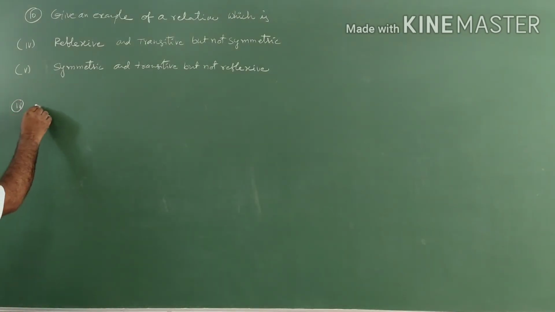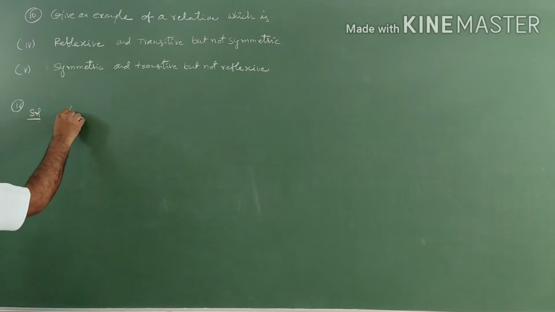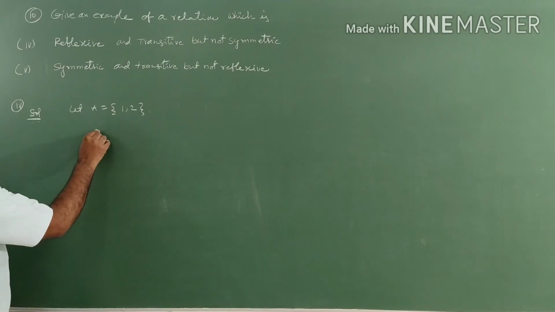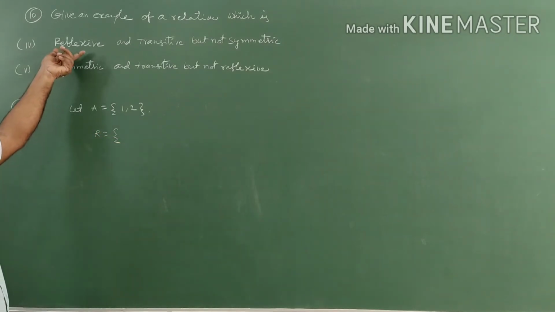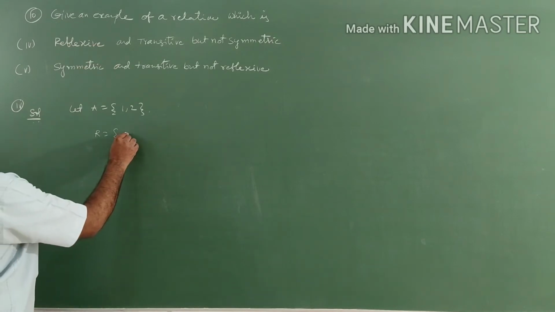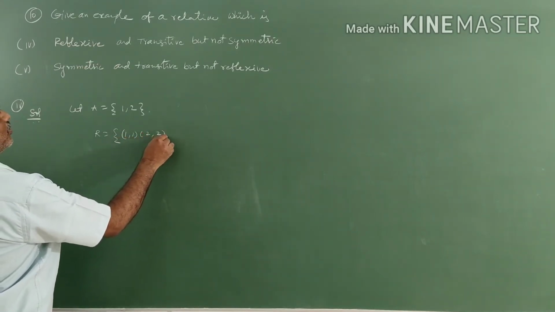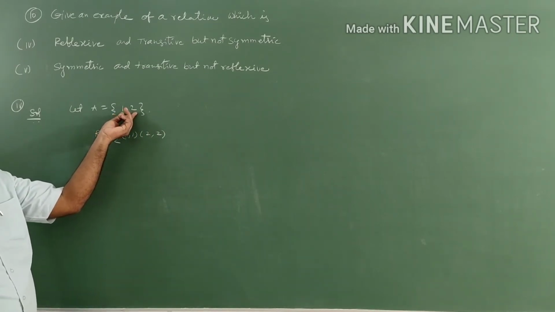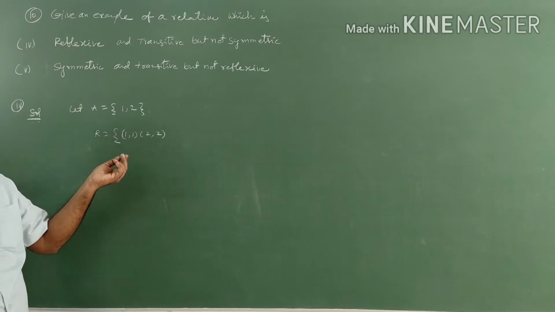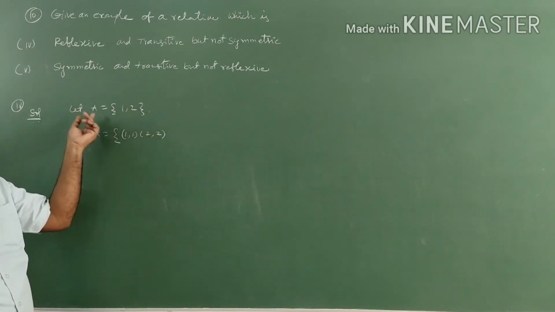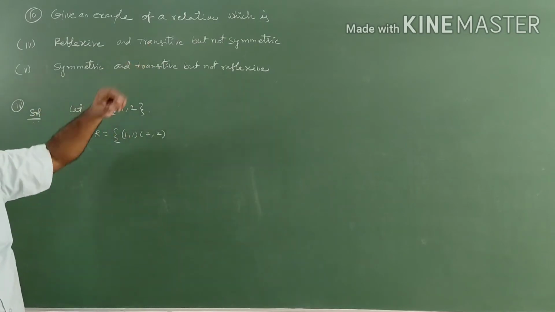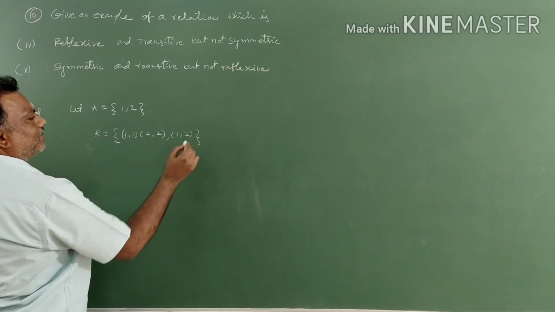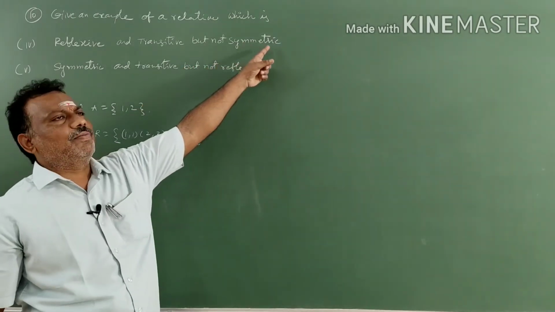I am giving an example, the 4th one. Let A be the set {1, 2}. R is a relation that is reflexive and transitive. So I can write {(1,1), (2,2), (1,2)}. Reflexive means (a, a) belongs to R, so (1,1) and (2,2). Obviously it is reflexive. Next, it is transitive: (1,1), (2,2) and (1,2). You check it here. But it is not symmetric.